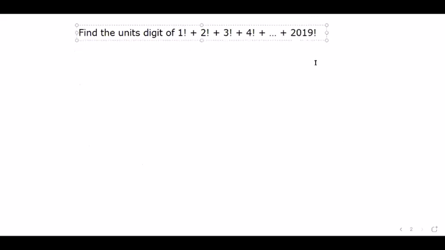Okay, so the next problem that we have here is to find the units digit of this number here. Now, I presume you all know what factorials are by now. You have seen it before because many of you have had experiences of this.